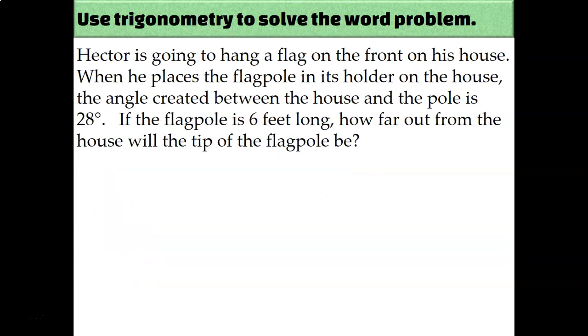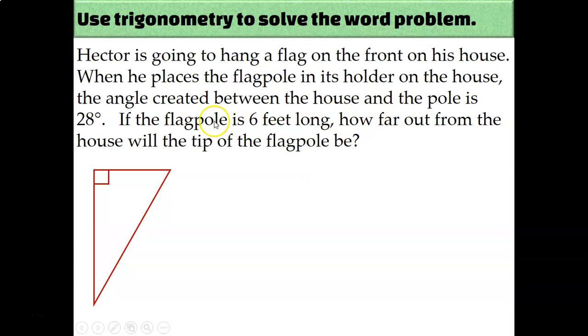Next up we have Hector, and he's going to hang a flag on the front of his house. When he places the flagpole in its holder on the house, the angle created between the house and the pole is 28 degrees. So if the flagpole is 6 feet long, how far out from the house will the tip of the flagpole be? The triangle that we should draw this time is upside down compared to the other triangles that we've drawn in the previous examples. Because this diagonal side, the hypotenuse actually, is the flagpole, and the vertical side is the house. We're interested in the area between where the flagpole and the house meet.